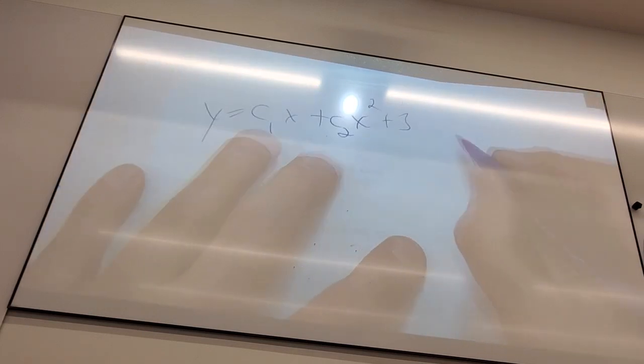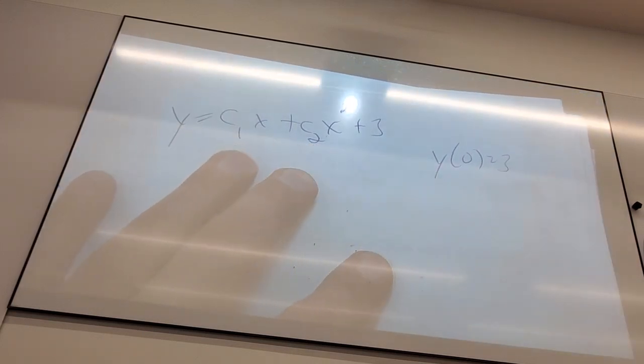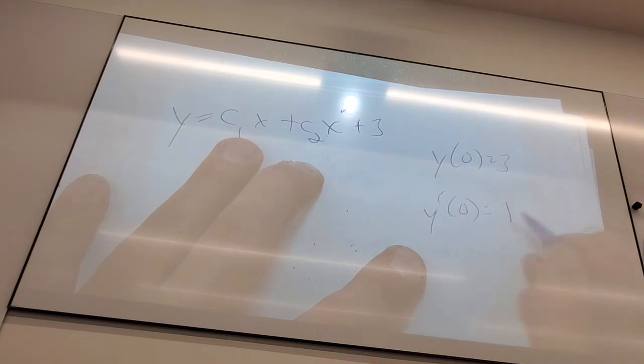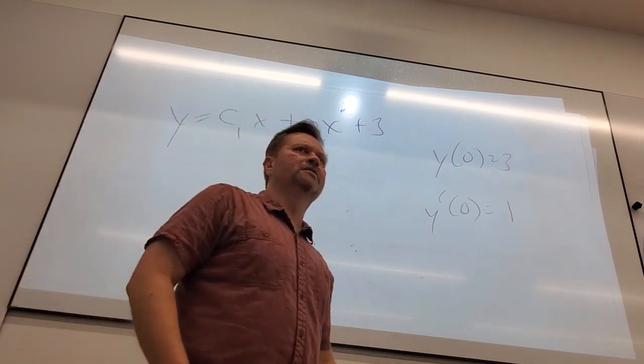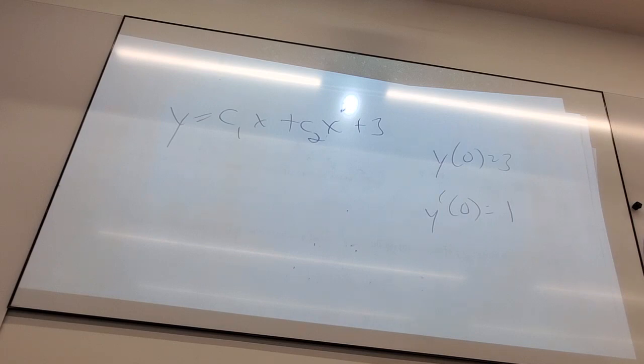And our initial conditions are y of 0 equals 3 and y prime of 0 equals 1. Do you see how y of 0 equals 3 is not helpful? That's like, thanks. If y of 0 was anything other than 3, if I made y of 0 2, is there a solution to this? If you input 0, what do you get? 3. So if I said y of 0 had to be 2, is there any way to make that happen? No. So that would be no solution.